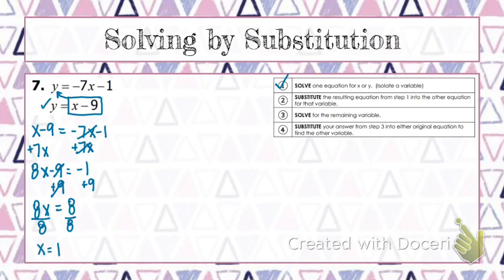So x equals 1 is part of our solution, but we substituted, did that, and then we already solved for the remaining variable because x was the only variable in there. But now we need to substitute your answer from step 3 into either original equation to find the other variable. So we can pick either one that we want. I'm going to pick this one because it just looks simpler. There's less numbers in it. It looks easier. And you can do that. That's fine.